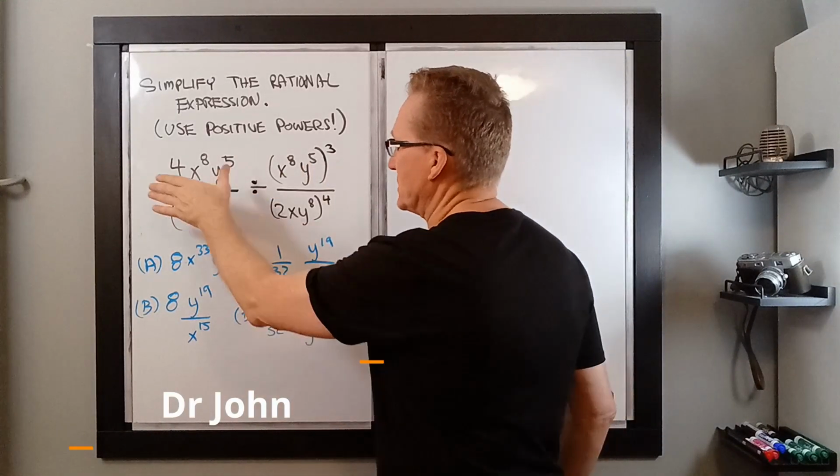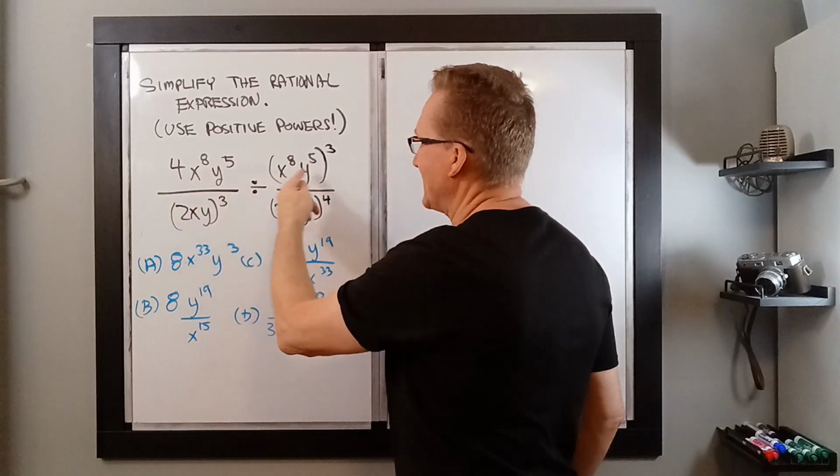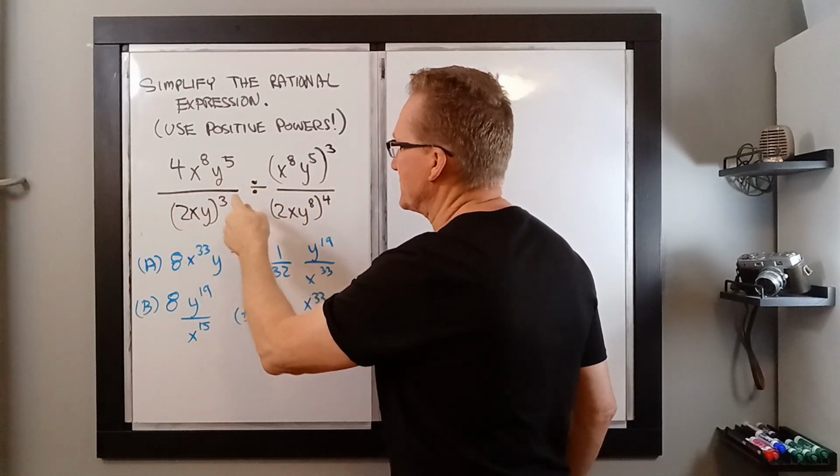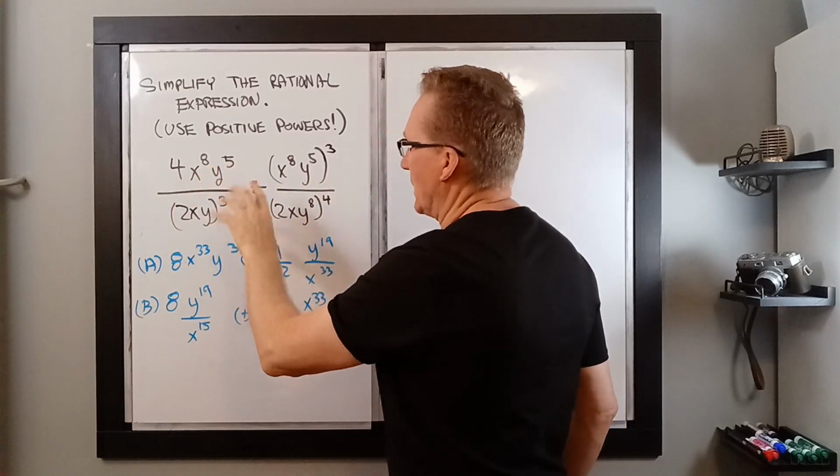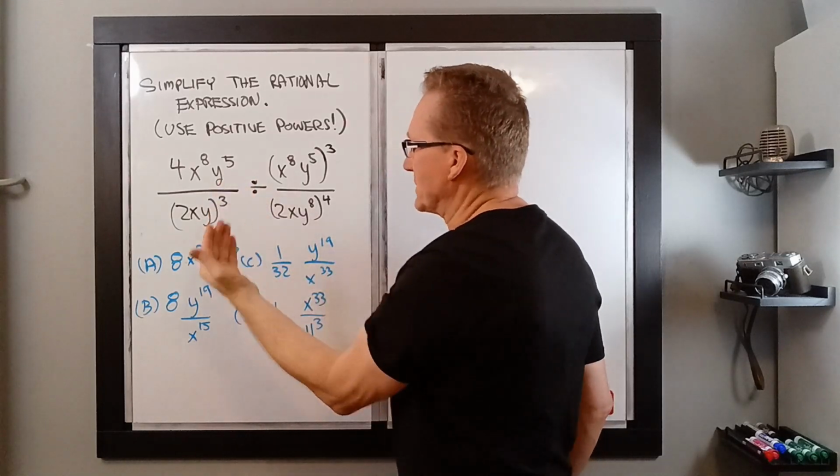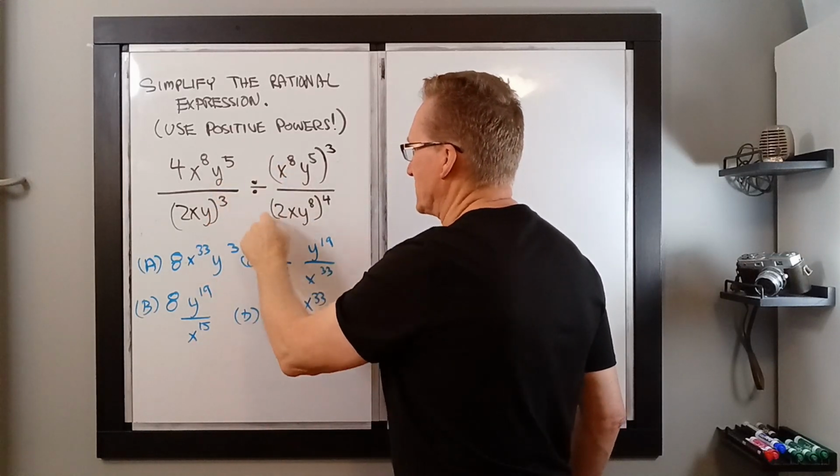A rational expression is one expression over another. In this case, they're all x's, y's, and numbers. We have one expression over another. A rational just means something over another. It's a ratio divided by another rational expression.